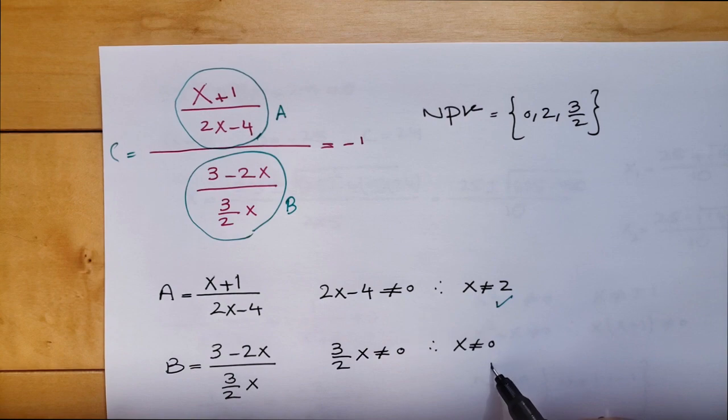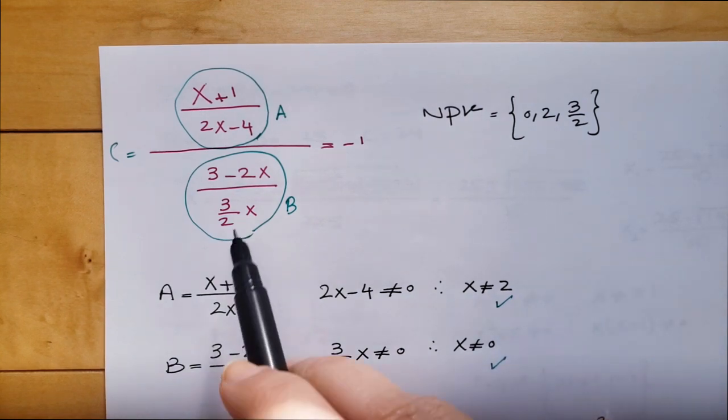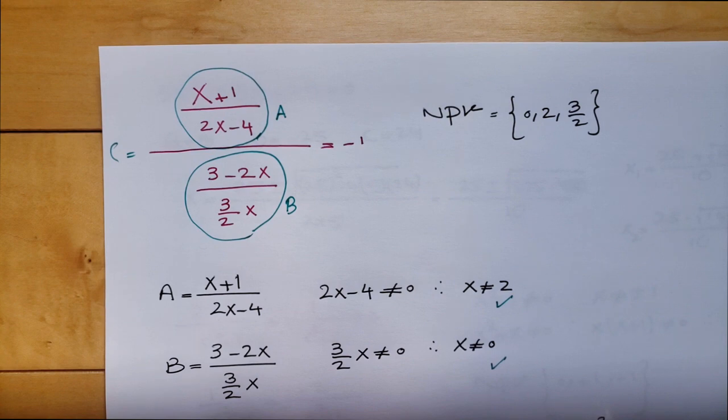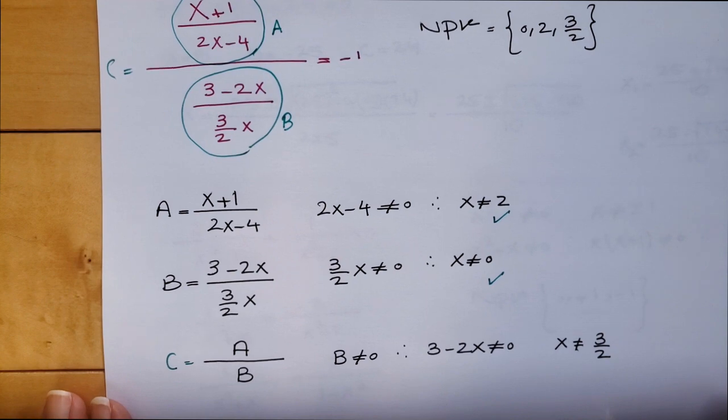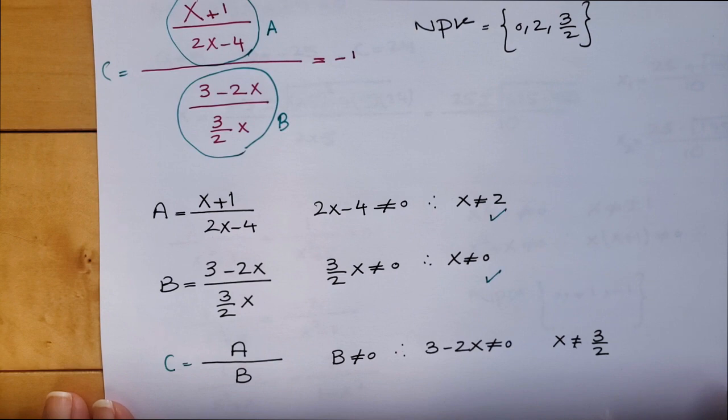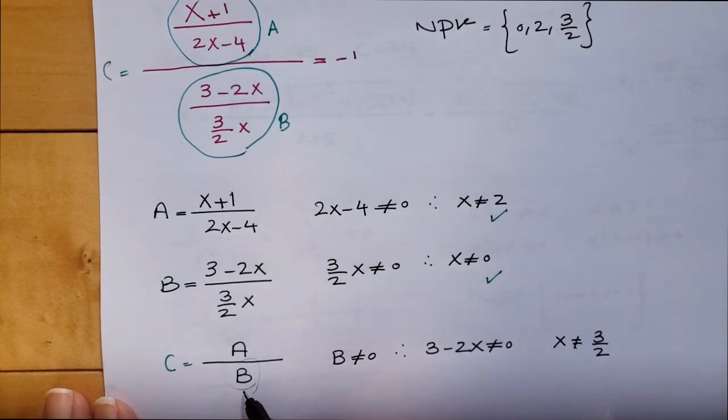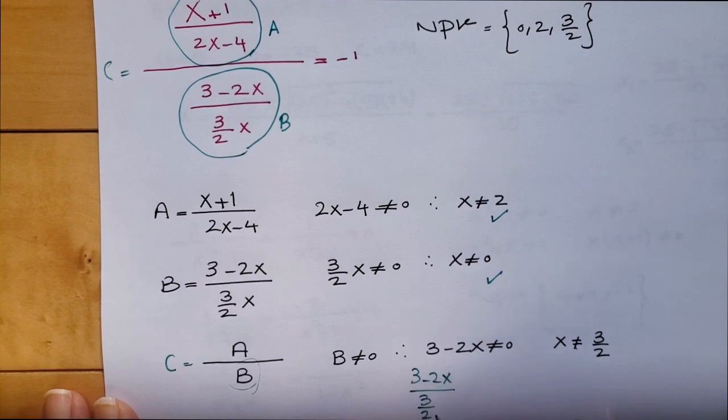So this is the second NPV value. Now let's consider the bigger fraction, which we called C, which is A over B. If we want to find the restriction for fraction C, that means B, whatever it is, should not be 0. That means this fraction, which is 3 minus 2x divided by 3 over 2x, should not be 0.